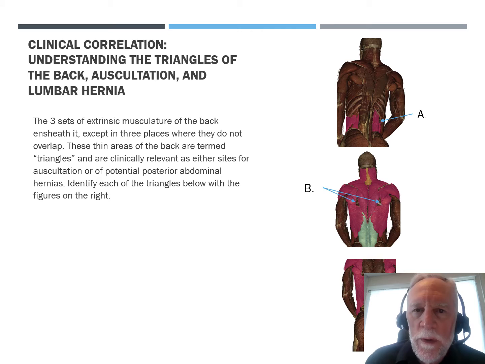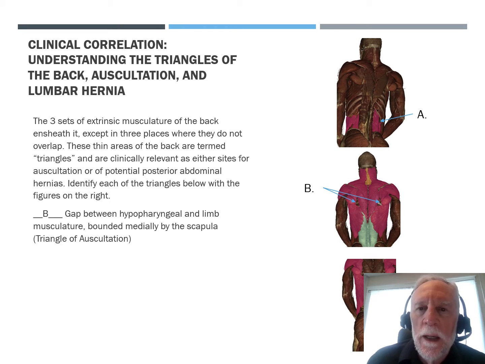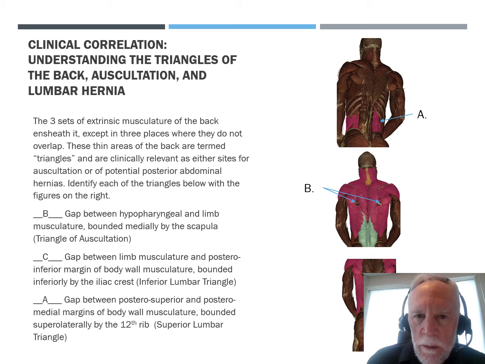The first 3 precepts of our toolbox can be reviewed and used to explain the 3 named clinical triangles of relatively light muscle cover of the back. The triangle of auscultation, shown in B, and the upper and lower triangles in the lumbar region, which are sites of lumbar hernia, shown in A and C.